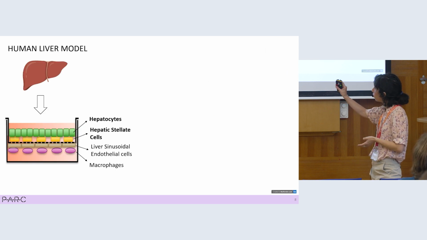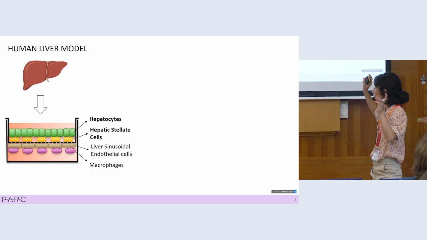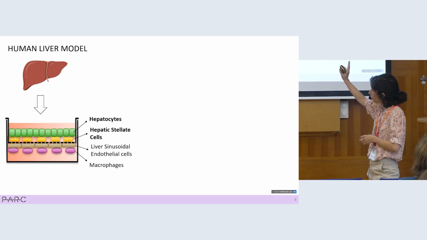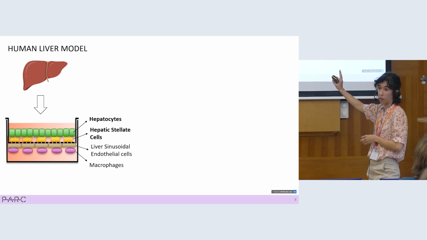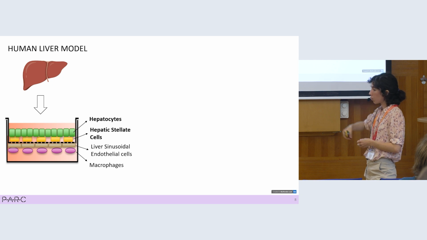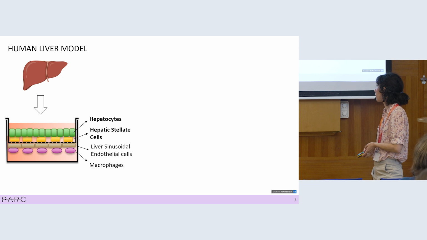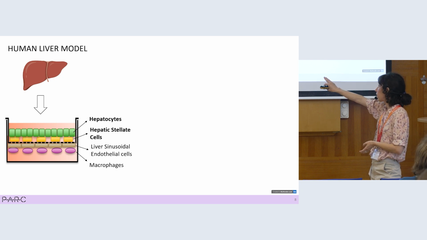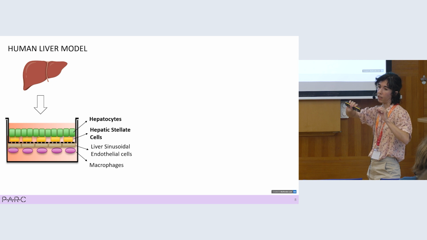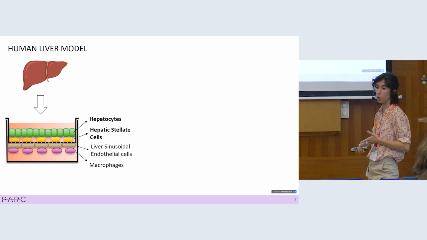So looking a bit more into the model we are developing, we will be trying to mimic the human liver. So for this, we will have the 4 main cell types involved in liver fibrosis, which are hepatocytes, which is the cell that carries the main functions of the liver. Hepatic stellate cells, which is a cell that gives support and also plays additional roles in the liver. Liver sinusoidal endothelial cells, which are the cells that line the blood vessels that penetrate the liver, and macrophages, which is a type of immune cell.